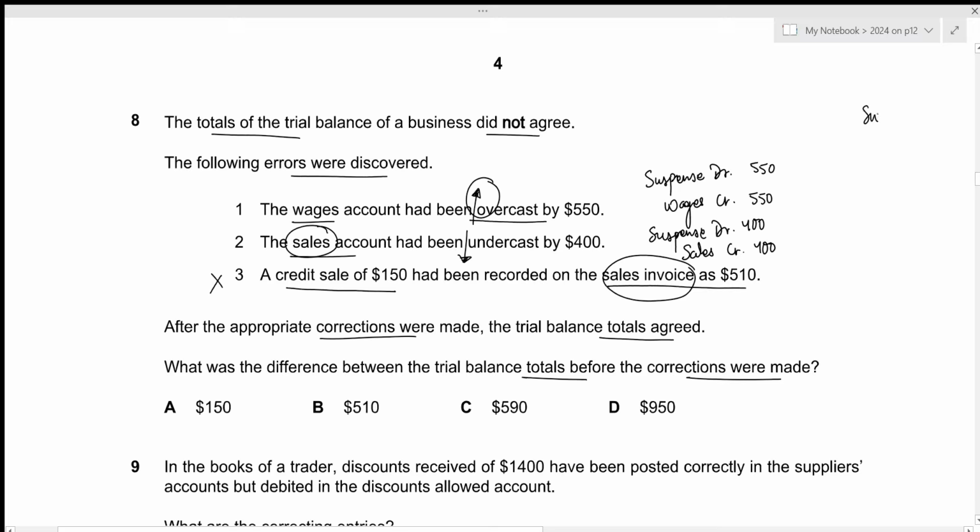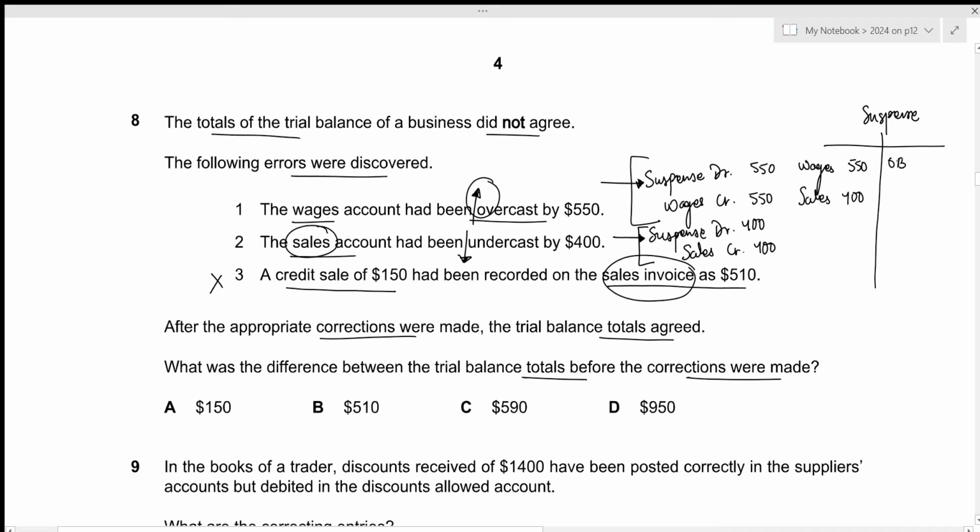Now we need to prepare a suspense account. So we'll just do it roughly here. For the first journal entry, we can see that the suspense account is on the debit side, which means that we need to post wages on the debit side within the suspense account. Then for the second journal entry, again we can see that suspense is on the debit side. It means that sales should be posted on the debit side.